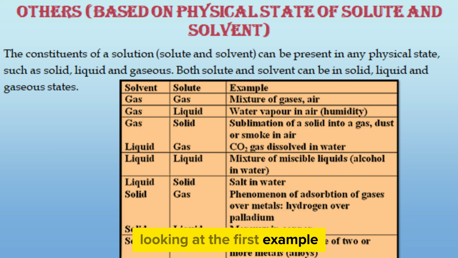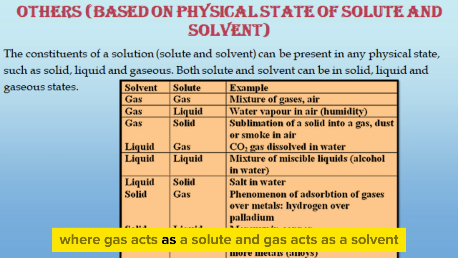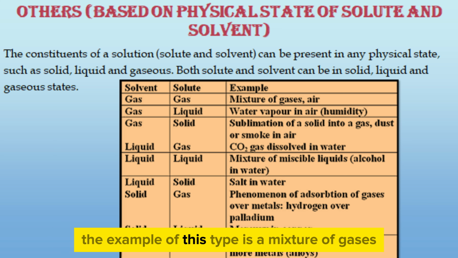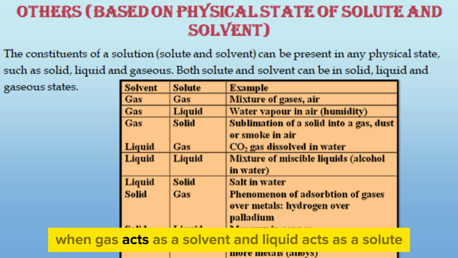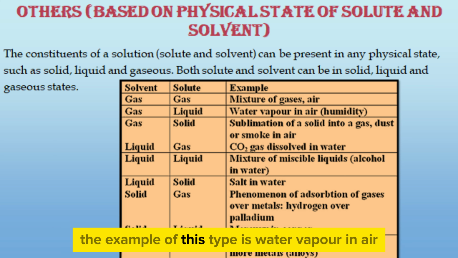Looking at the first example, where gas acts as a solute and gas acts as a solvent, the example of this type is a mixture of gases, which is air. When gas acts as a solvent and liquid acts as a solute, the example of this type is water vapor in air.